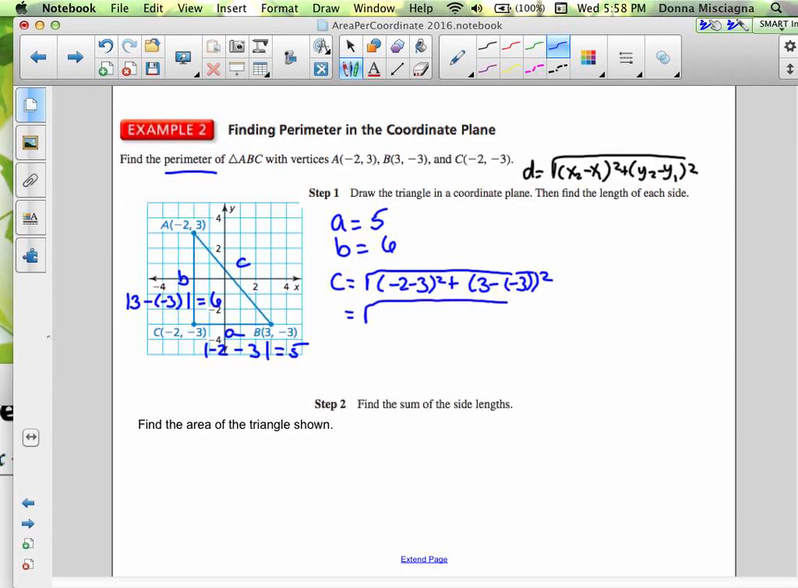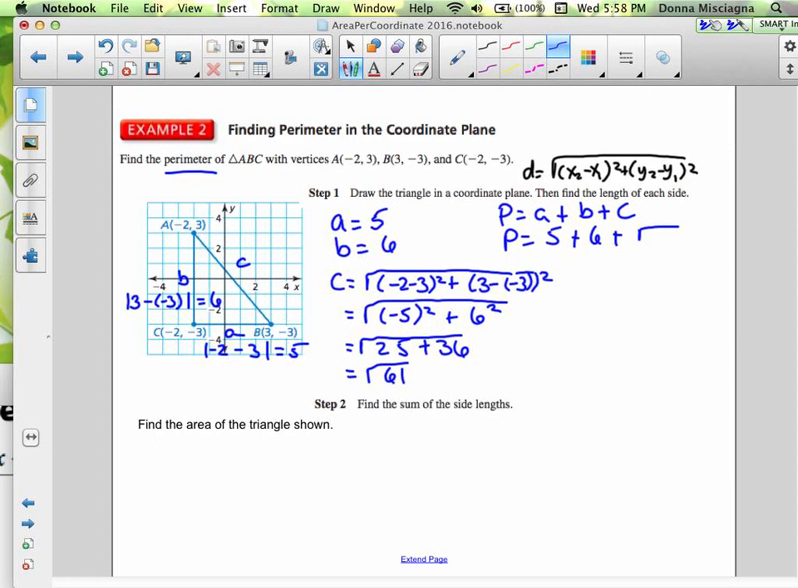So -2 minus 3 is -5. Those parentheses are important because the negative is squared. And then 3 minus -3 is +6. That's going to give us 25 plus 36, which is the square root of 61. That is a prime number. So for our perimeter, remember we just add up the sides, A plus B plus C. So our perimeter is 5 plus 6 plus the square root of 61, which means our perimeter is 11 plus the square root of 61 units.